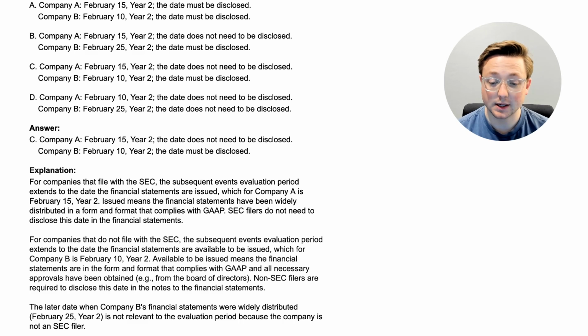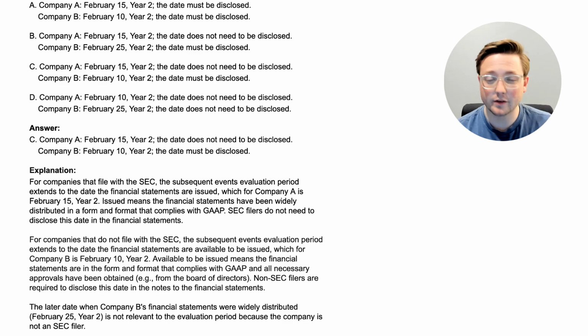Available to be issued means the financial statements are in the form and format that complies with GAAP, and all necessary approvals have been obtained, such as from the Board of Directors. Non-SEC filers are required to disclose this date in the notes to the financial statements. So with all that information, we understand this last part. The later date when Company B's financial statements were widely distributed on February 25th is not relevant to the evaluation period because the company is not an SEC filer.